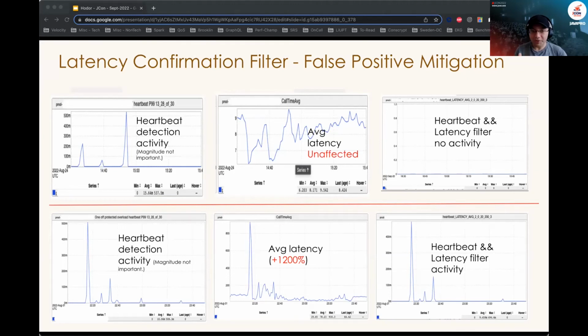On a similar note, if you look at the bottom three graphs, the bottom middle graph shows there was a business impact to average latency that was accompanied with the heartbeat overload firing as well. Now, this is what we would term a true positive, in which case the combined heartbeat plus latency confirmation filter was able to capture it.